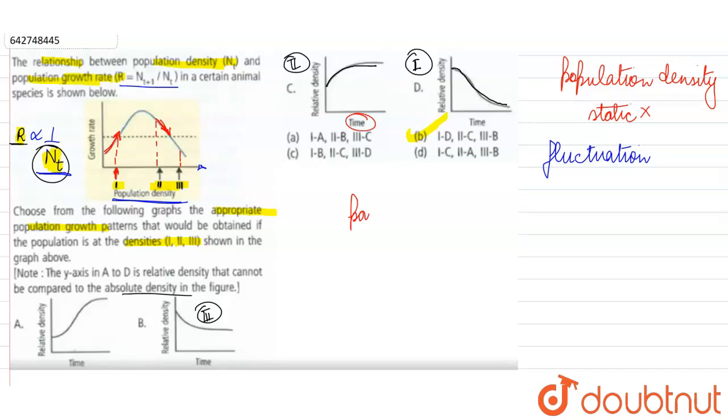And how we have selected these graphs, what parameters we have used, because over here we have been given a relation R equals NT plus 1 over NT, which means that the population density is going to be relatively less when the growth rate is more, and it is going to be relatively greater when the growth rate is less. So over here option B is our correct answer.